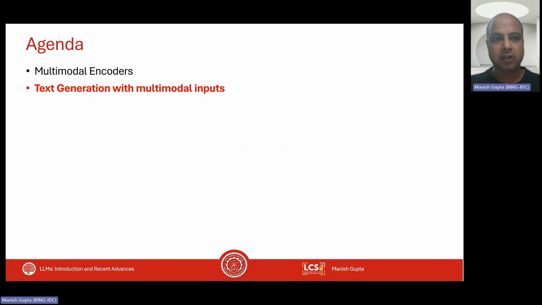In part 1, I talked about multimodal encoders, right? So models which can basically process information expressed in multimodal ways. For example, image information, text information, video information, and so on. In this session, I'm going to talk about text generation with multimodal inputs. Notice that multimodal models are also used these days for image generation, video generation, and even multimodal output generation. But in this particular session, I'm going to only focus on problems where the inputs are multimodal in nature, but outputs are text only.